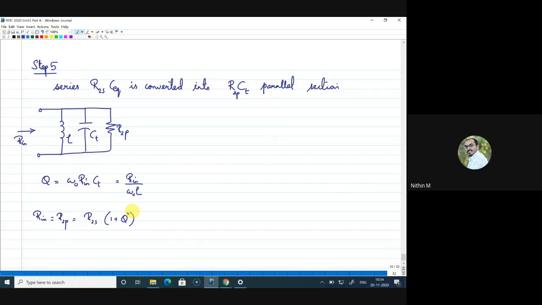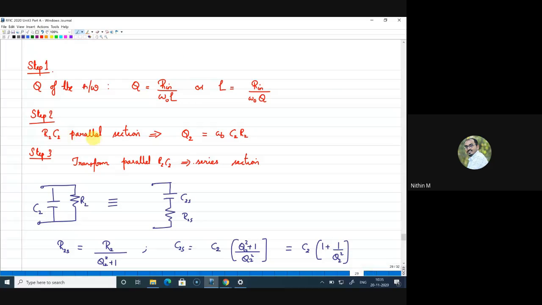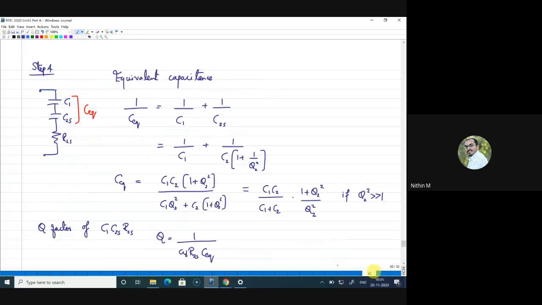I hope this is clear, and this can be written as, now I can write this R2S in terms of R2 as R2 divided by 1 plus Q2 square into 1 plus Q square. Is this clear? All right, so I am writing Rin now in terms of R2. So Rin is equal to R2 into 1 plus Q square divided by 1 plus Q2 square. So I defined Q2 and Q at two different points, right? I defined Q2 for the initial parallel RC section, and for the series RC section I'm using the Q factor as Q itself.